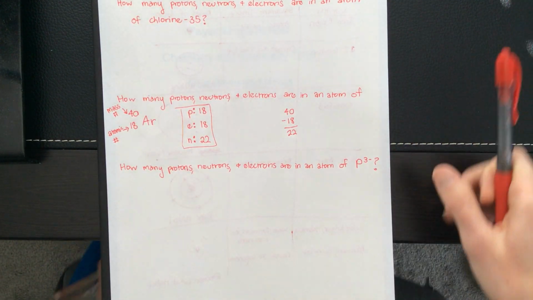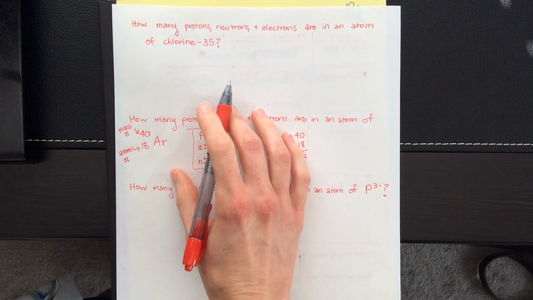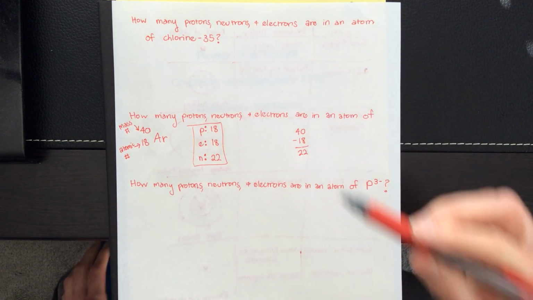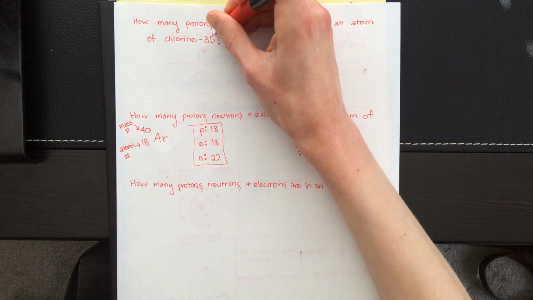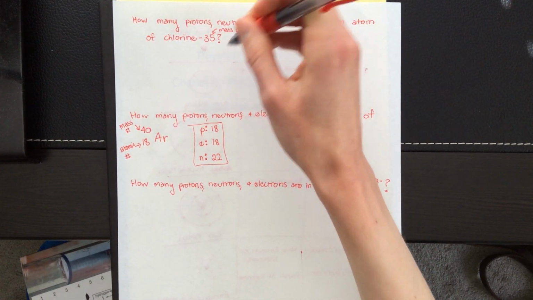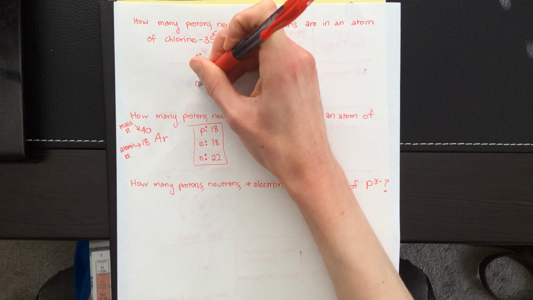Okay, you don't even have to look at the periodic table for that one. Super easy. Okay, let's go back up to the one at the top. It says how many protons, neutrons, and electrons are in an atom of chlorine-35. Okay, this number right here, this is the mass number, not the atomic number. So this doesn't give us any of our answers, but it will help us find the neutrons eventually.